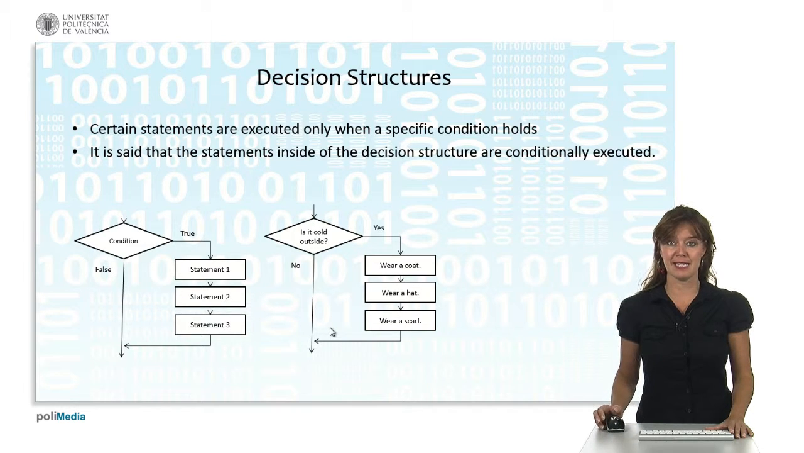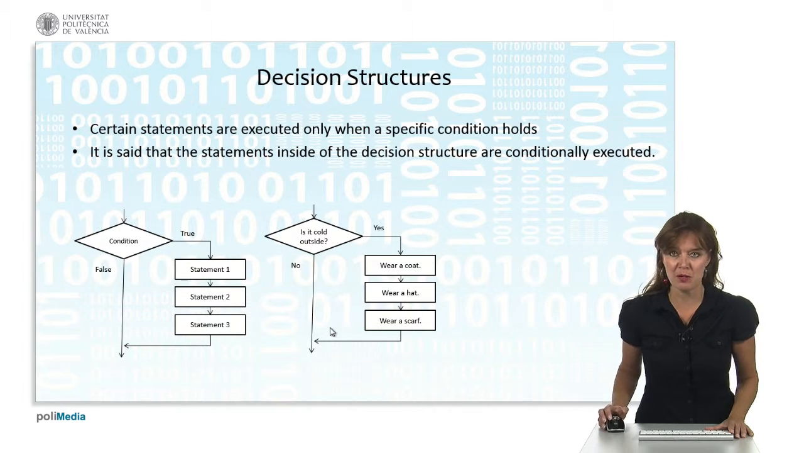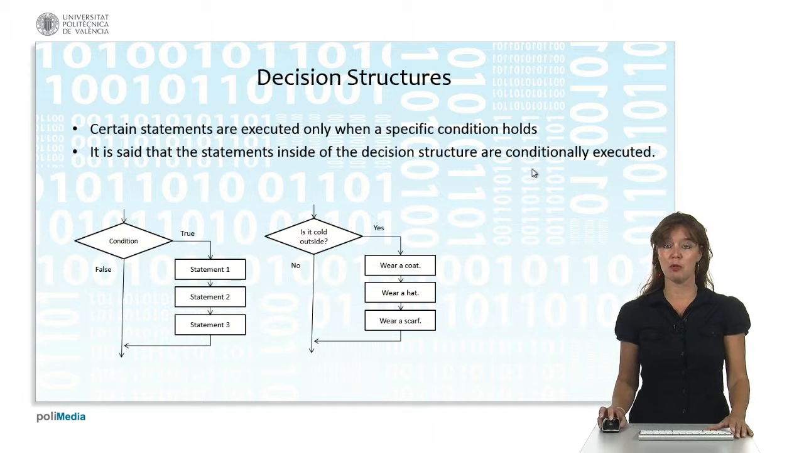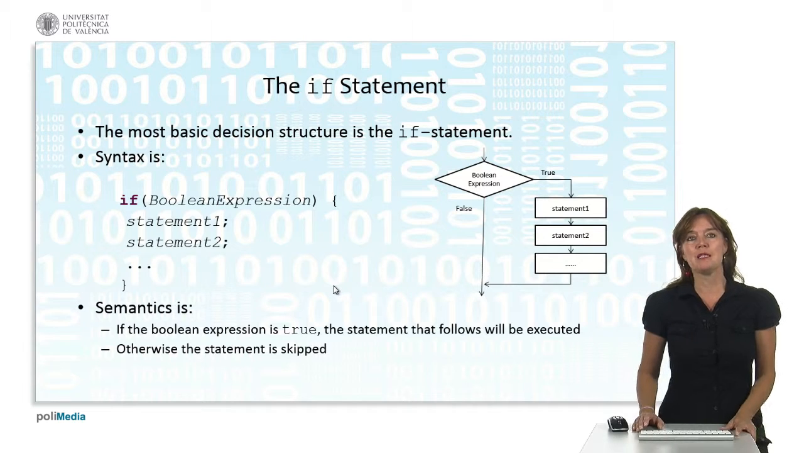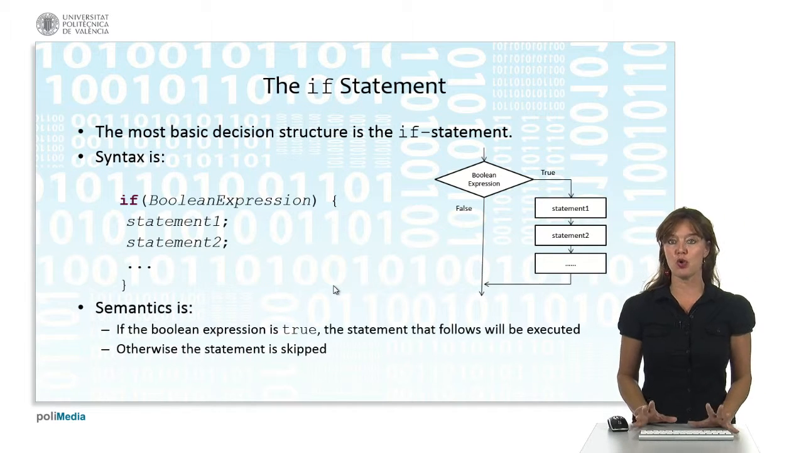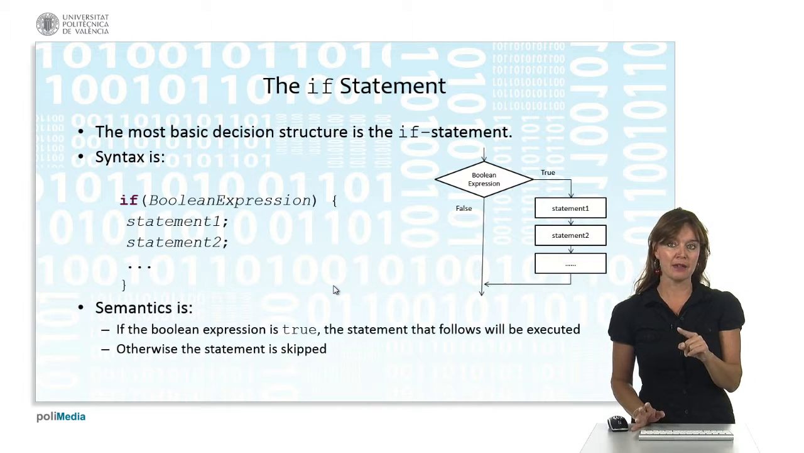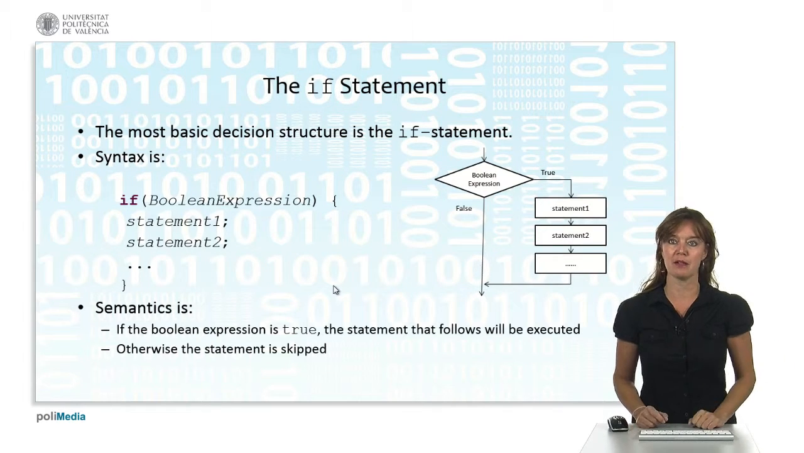We apply these things in daily life too. Is it cold outside? Yes. Well then I'm going to wear a coat, I'm going to wear a hat, and I'm going to wear a scarf. If not, I'm going to do something else. So these are decision structures. In programming, the most basic decision structure is called the if statement. If this is true, then I do that. And if it's not true, I'll do something else.